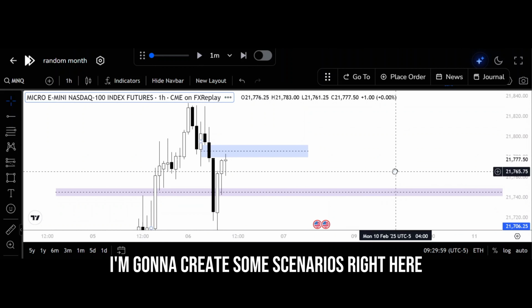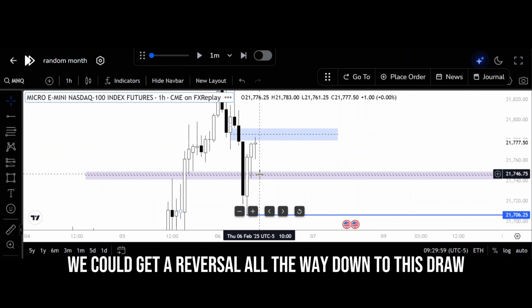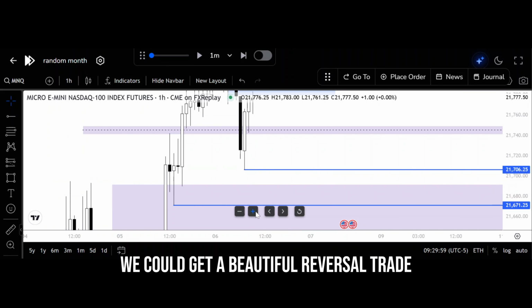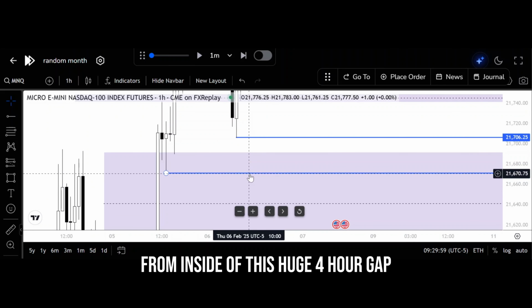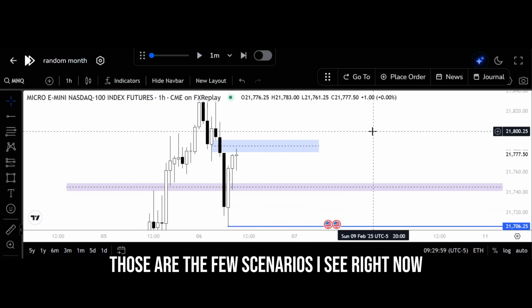I'm going to create some scenarios right here. So we got this hour gap. We could get a reversal all the way down to this draw, back to the 4-hour. Or if we completely sink down, we could get a beautiful reversal trade from inside of this huge 4-hour gap after we sweep this liquidity and go back up. Those are the few scenarios I see right now.